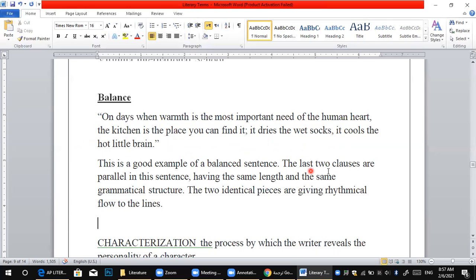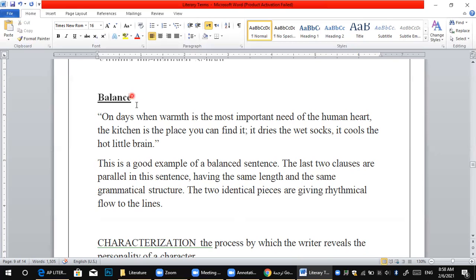The last two clauses are parallel in the sentence, having the same length and the same grammatical structure. So where are the last two clauses? These are the last two clauses: it dries the wet socks, it cools the hot little brain. Mister, I don't understand. What does it mean? Again.